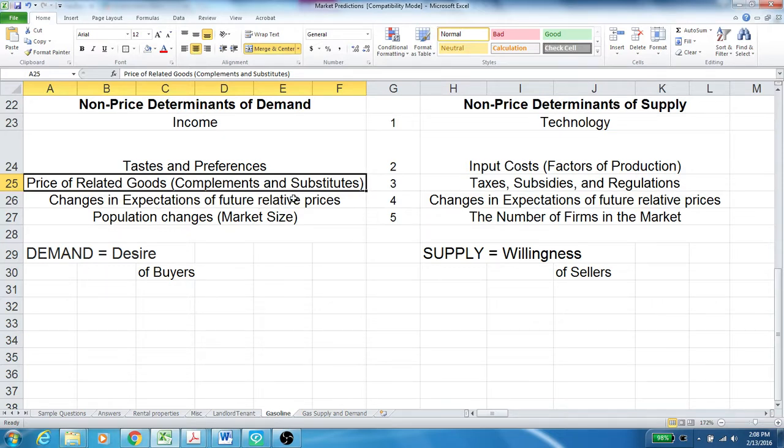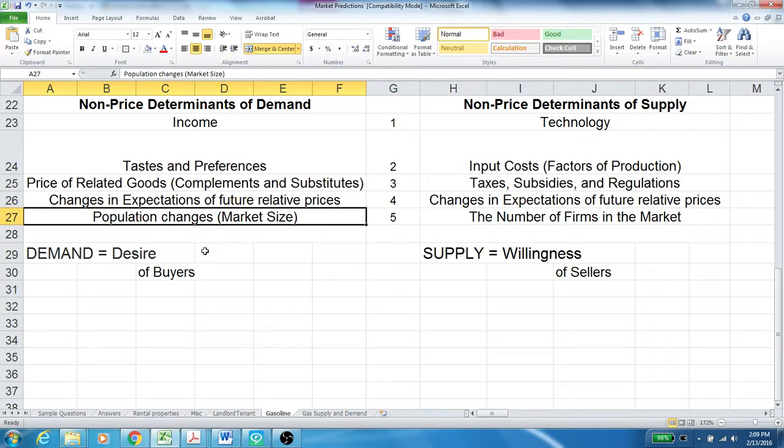Changes in expectations of future relative prices are similar, except that if the buyers in the market expect that prices are going to go down in the future, then they will buy less at this time. So the market, in this time period, will actually have a decrease in demand if there is an expectation that future prices for our product will be going down. People will wait to buy their goods to see if they're right. And the population changes: more people, more demand.